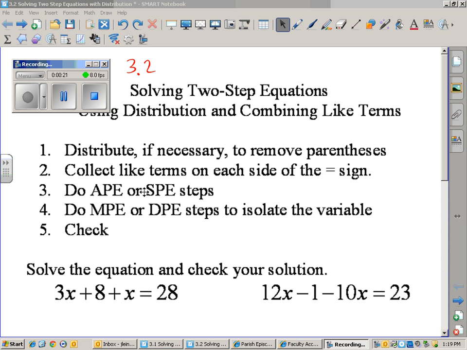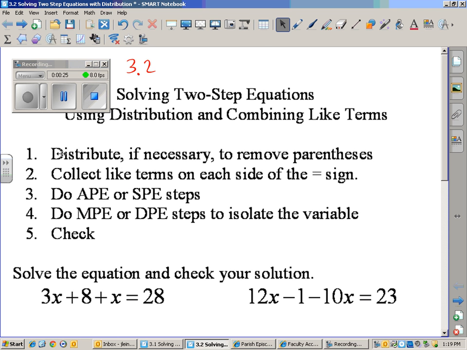So let's review our steps for solving equations. We are looking for distribution. Always we're looking for distribution first. We didn't have any distribution in 3.1, but guess what? In 3.2, we're all about distributing. So we're going to distribute. We're going to see if we have any like terms to collect on each side of the equal sign. We're going to do our addition and subtraction. And finally, we're going to do the multiplication and division right before we get the check.